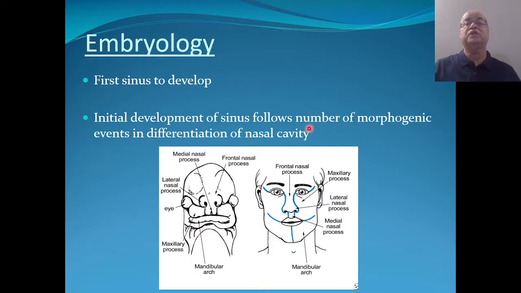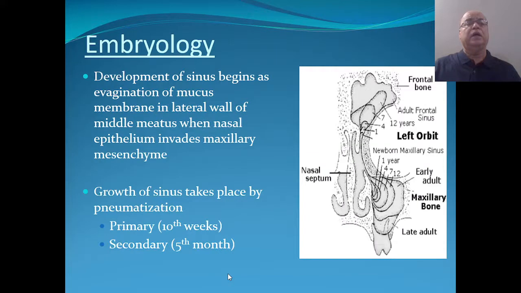Initial development of the sinus follows a number of morphogenic events in differentiation of the nasal cavity. It begins as an evagination of the mucous membrane in the lateral wall of the middle meatus when the nasal epithelium invades the maxillary mesenchyme. This growth of the sinus takes place by pneumatization primarily during the 10th week, and later on secondary pneumatization takes place around the 5th month.